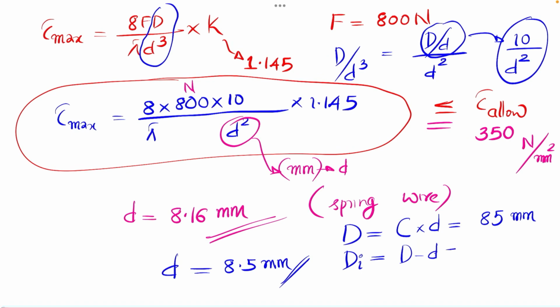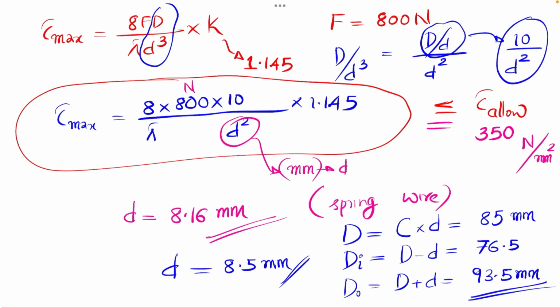And for the same coil, I can calculate the inner diameter capital Di, which is D minus small d, and the outer diameter Do, which is capital D plus small d. If you are substituting these values properly, this will be 76.5 mm, and this will be 93.5 mm. So this is the end of the second step, where we are standardizing the diameters and finding the other diameters, that is the mean coil diameter, the inner diameter of the coil, and the outer diameter of the coil.